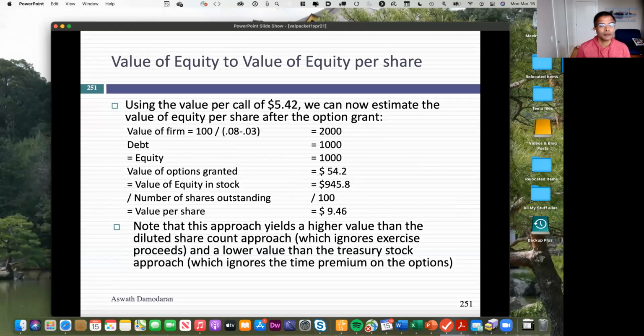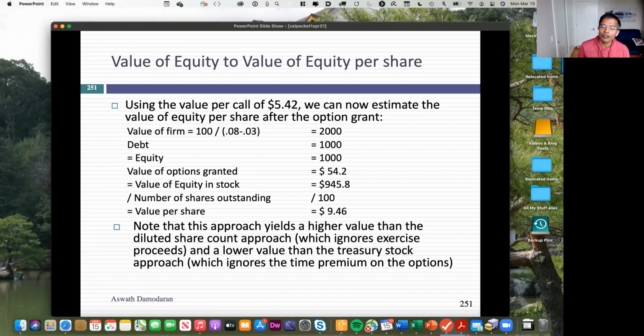I take the $1 billion equity value. I subtract out the 54.2 million, which is the value of options already granted to my CEO. I call this the dead weight cost of options. I divide by the number of shares, and I get a value per share of $9.46. So Erin's instincts were right. When I gave the option, she felt poorer. I've now told her, look, you really are worth only $9.46.